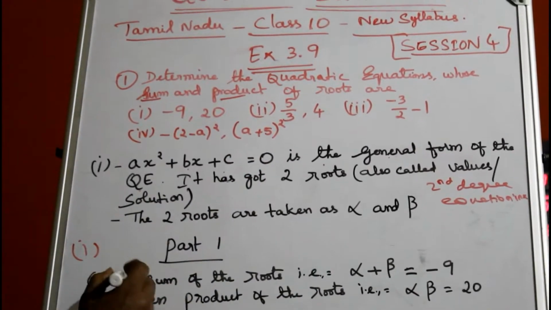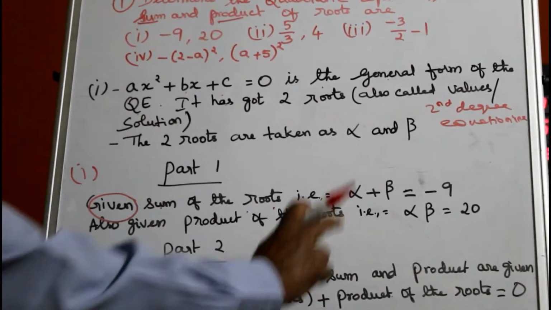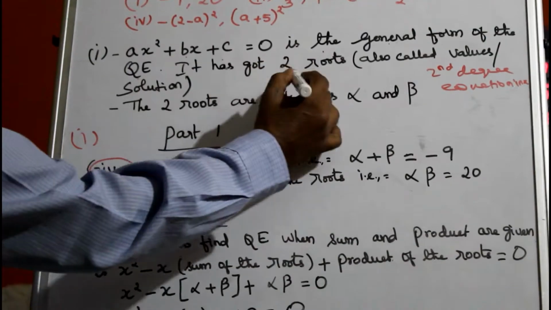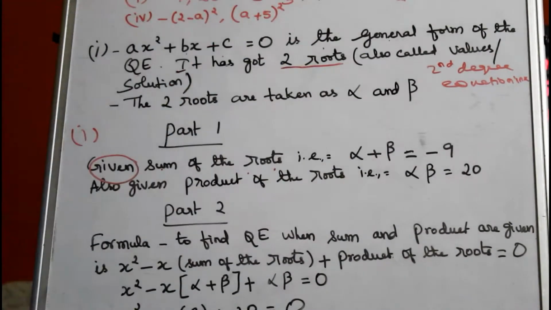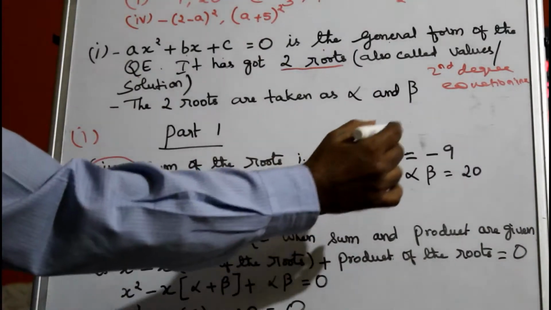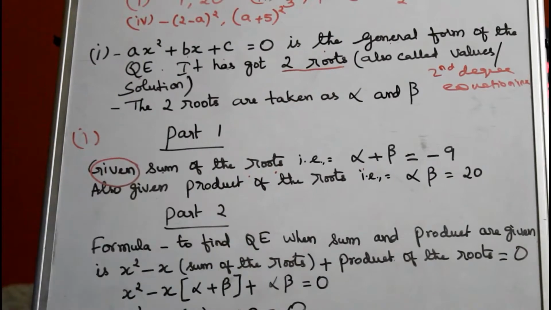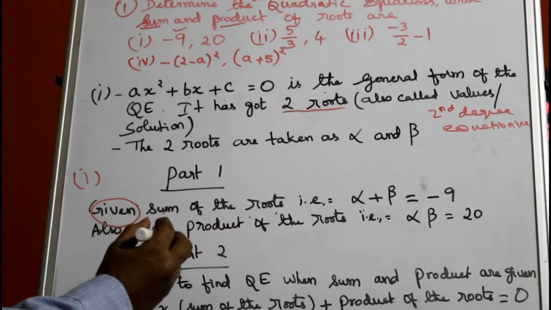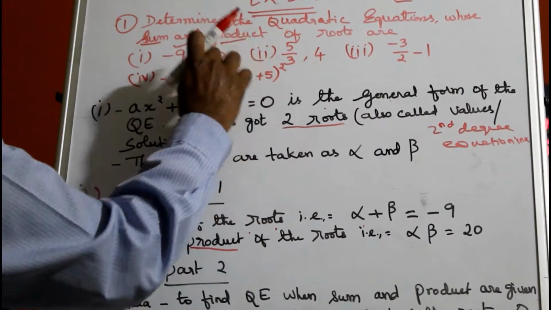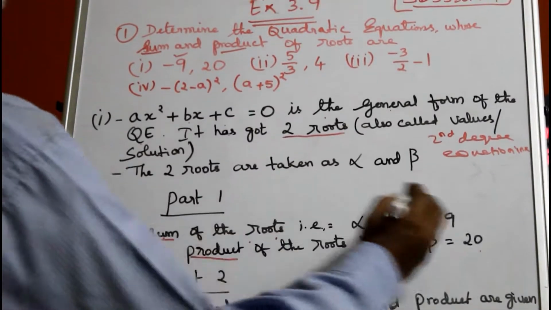So what is given is actually sum of the roots. So we have taken the roots as alpha and beta. I said a quadratic equation has got two roots. One is called alpha and one is called beta. Sum means plus, alpha plus beta equal to minus 9 is given here. And product of the roots, first one is sum of the roots, next one is called product of the roots, is given as 20. So this part 1 is nothing but the question.